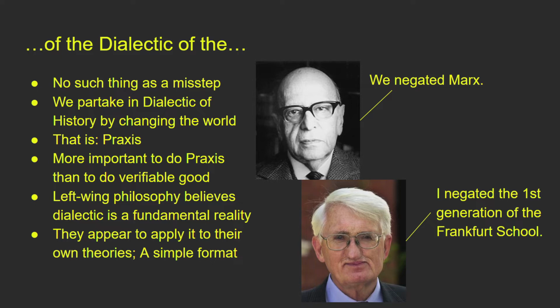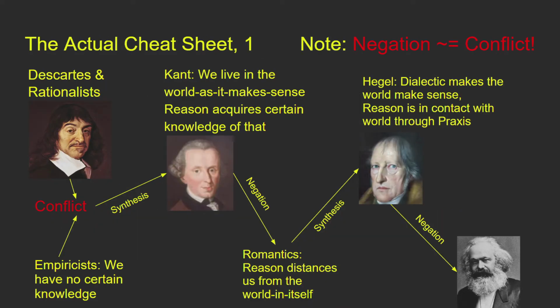Descartes basically started a conflict between rationalists and empiricists with his radical doubt, calling reality as such into question. Kant solved this conflict by synthesizing the two positions into the world as it makes sense to us and the world in itself, and held that with no direct contact with the world in itself, the former is what we care about. In the process, he led the Romantics to reject reason to be in contact with the world.